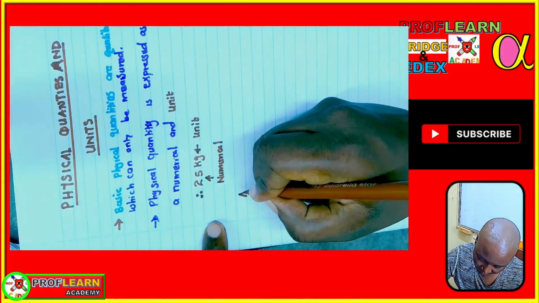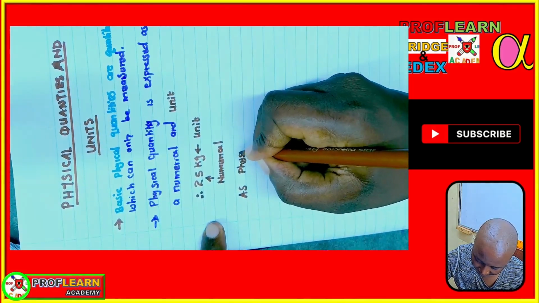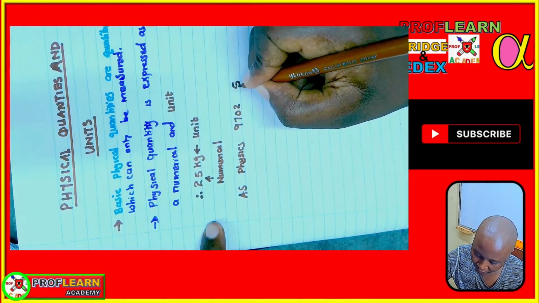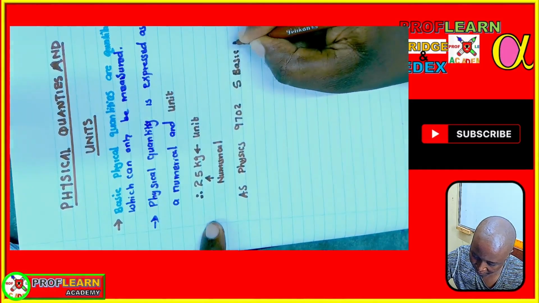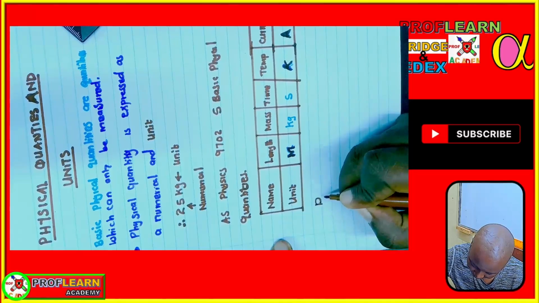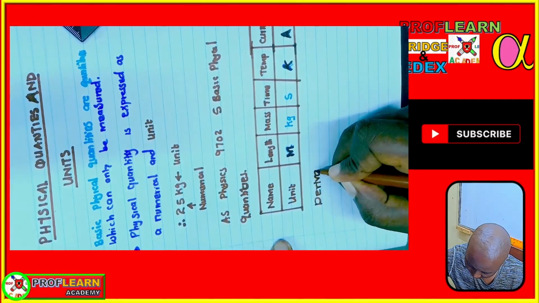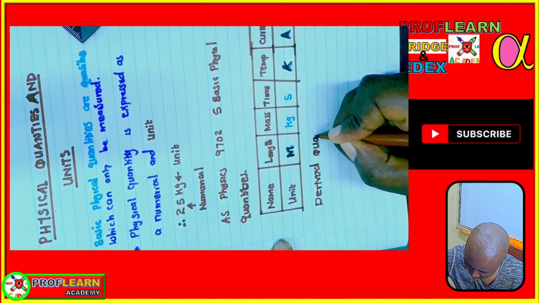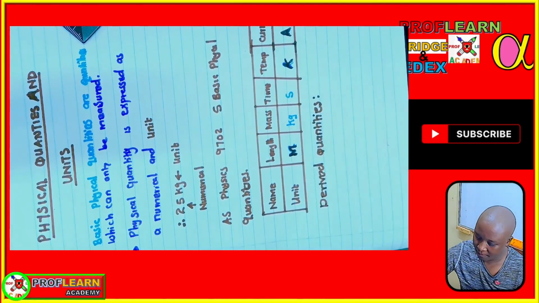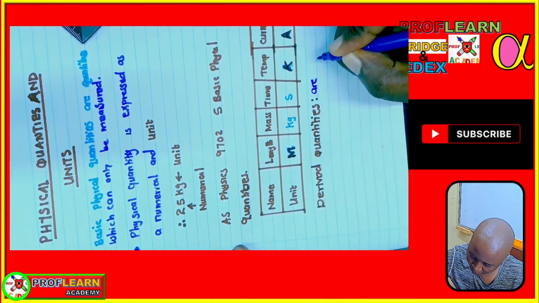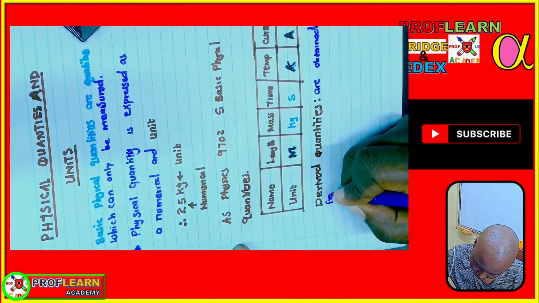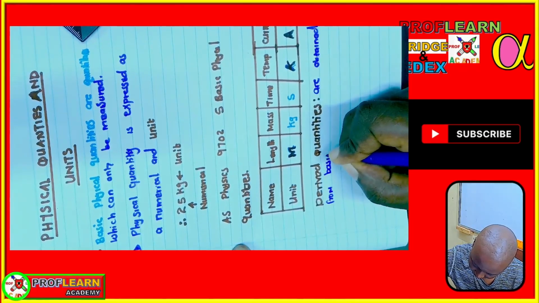In AS physics, which is 9702, you need to learn about 5 basic physical quantities, and then we shall talk about derived quantities. Derived quantities are obtained from basic quantities.